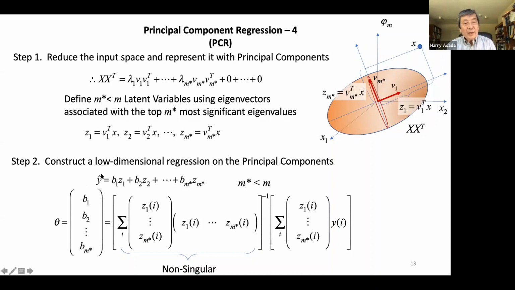And with this, we can construct a low dimensional regression. We regress the data on z1 to zm star, and that is a much easier problem. And as you can see here, lambda 1 to lambda m star are non-zero positive. Therefore, if you put together this matrix with respect to Z, that's guaranteed to be non-singular and invertible. So you get the unique solution to these parameter vectors b1 to bm star. So that is the method being used for principal component regression.